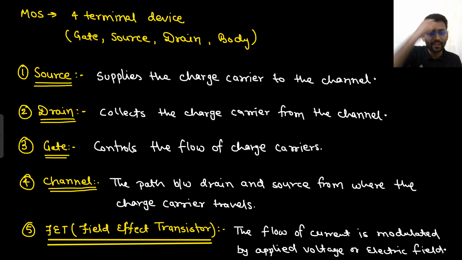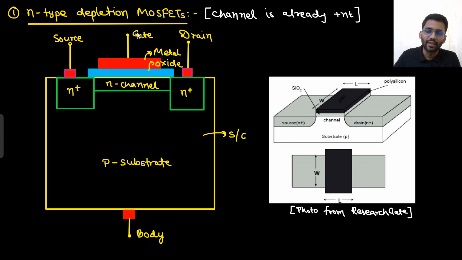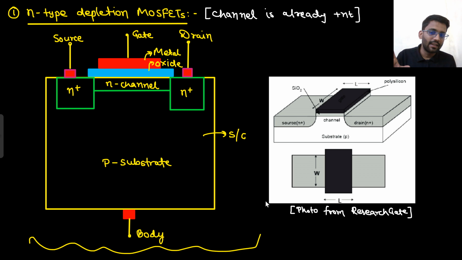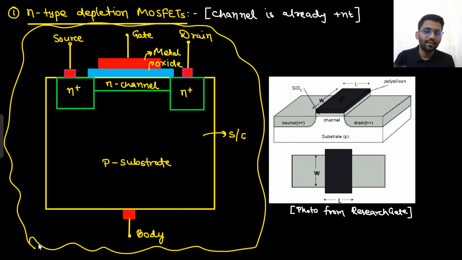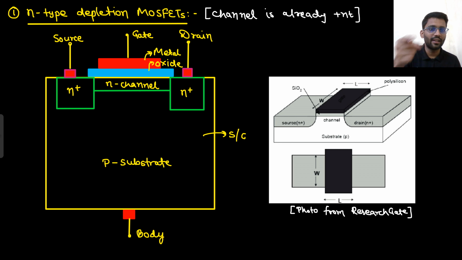Now why is it called FET? Field effect transistor. The flow of current is modulated because of the applied electrical field or applied voltage. Here you will apply some voltage at the drain, and at the source you will apply some voltage. Because of that, the flow of current is modulated. That means because of the applied voltage only you are getting some current. So this particular transistor is running on the effect of a field, that is, the electric field. That's why it is called field effect transistor.